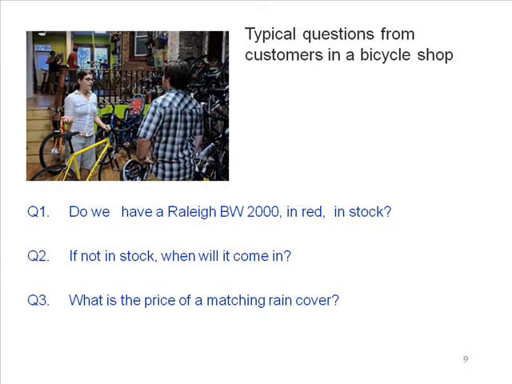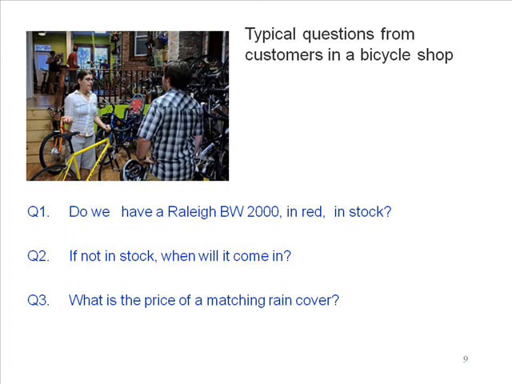So let's start by looking at 3 typical questions that a customer might ask when they come into a bicycle shop. They could ask if we have a particular bicycle in stock, for example a Raleigh BW2000 in red. The shop assistant is likely to use the transactional computer system to be able to find the answer. They will type in the product number and find out the quantity in stock. If the product is not in stock, then the transactional system is likely to be able to look up the precise date when we expect new stock to arrive into the store.